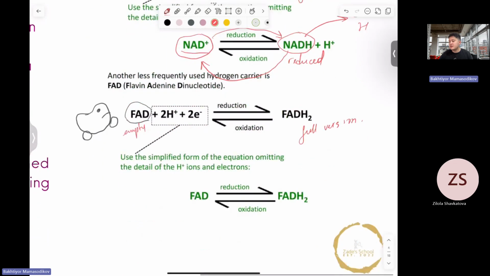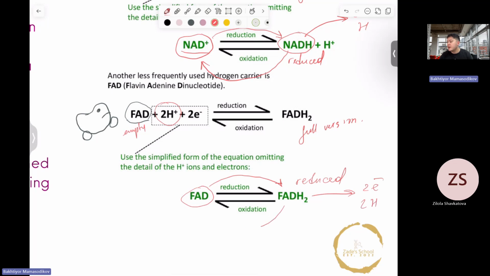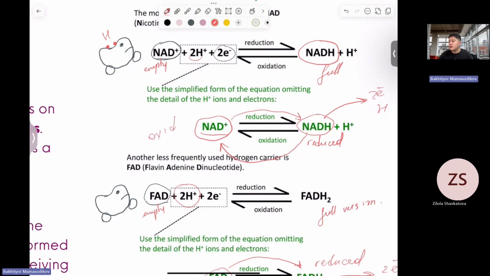Okay, so same with FAD. This is the empty electron carrier. When it accepts two electrons with two protons, it becomes reduced. This is the reduced form. But when it gives off the two electrons and two protons, it becomes again oxidized. This version is called oxidized, and this version is also the oxidized version.